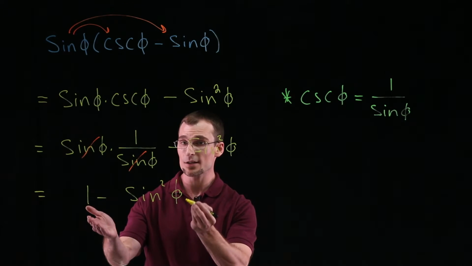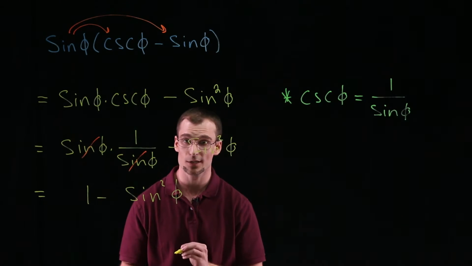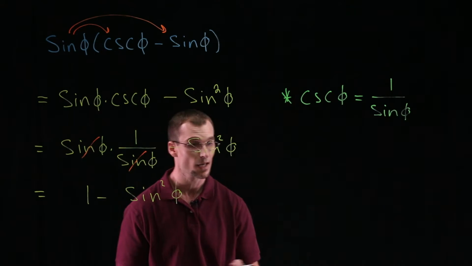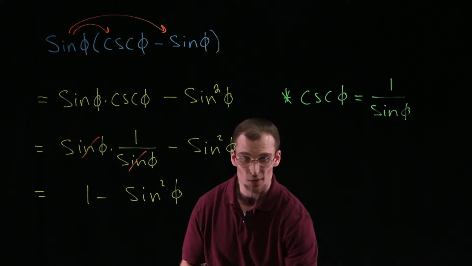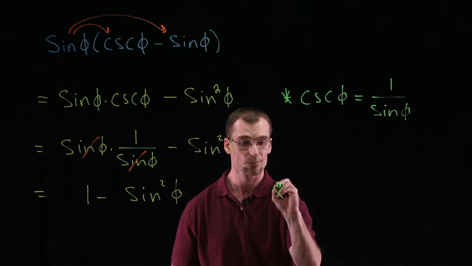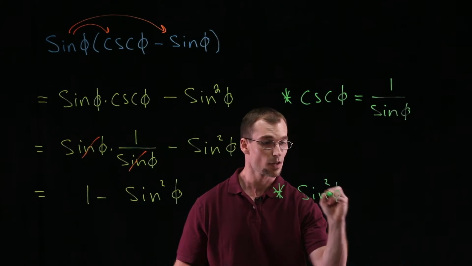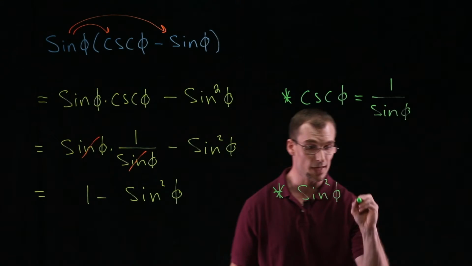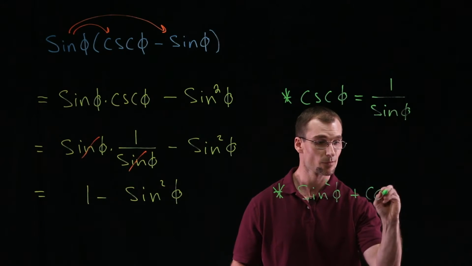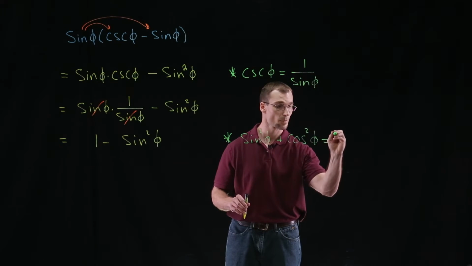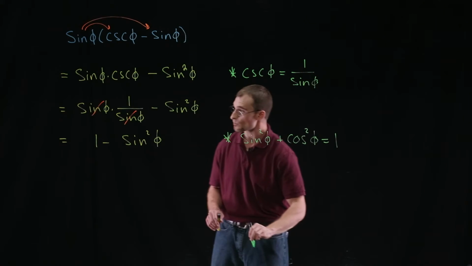Now, 1 minus sine squared phi, or even 1 minus cosine squared phi, the more you do these problems, you see is an expression that you'll find a lot. And what's going to help us with that is our Pythagorean identity. Namely, the Pythagorean identity sine squared phi plus cosine squared phi equals 1.